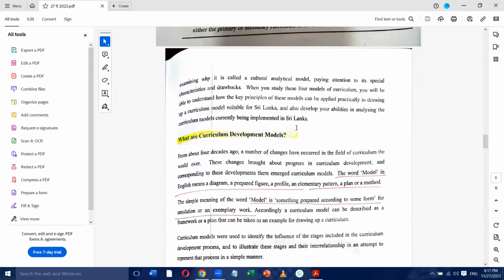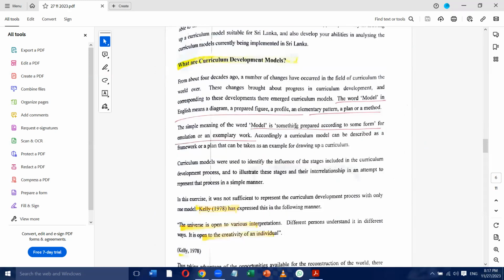Right? Then, what are the curriculum development models? We are going to see some curriculum development models here. Those are the things that we were talking about in the Indian book of Curriculum and Evaluation, right? That was published in an Indian publication, so we went through that. Now we will see what the curriculum development models are.